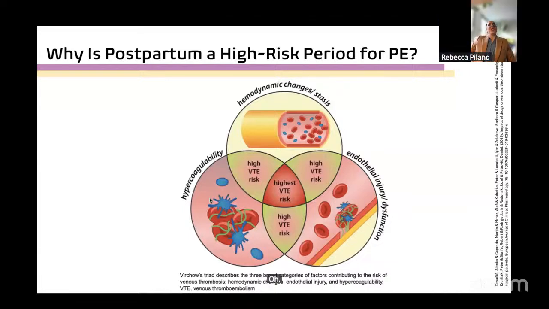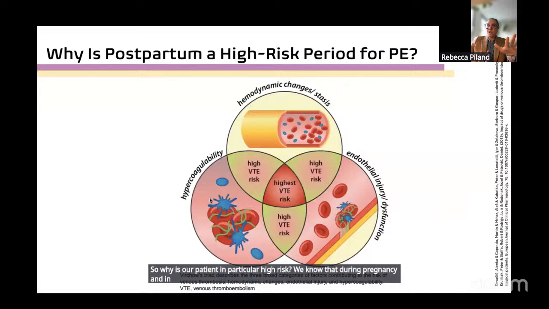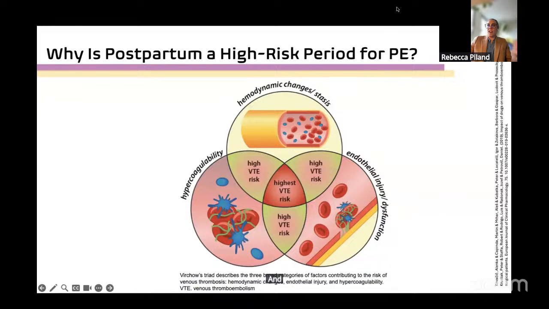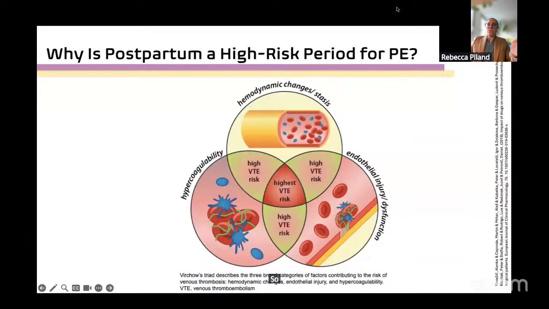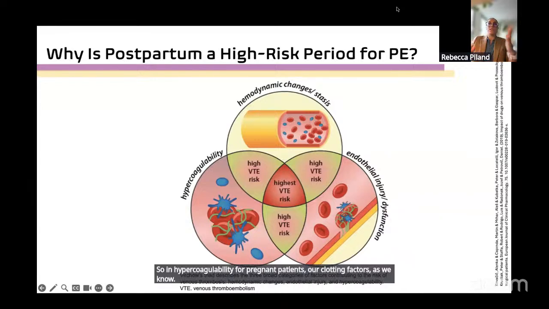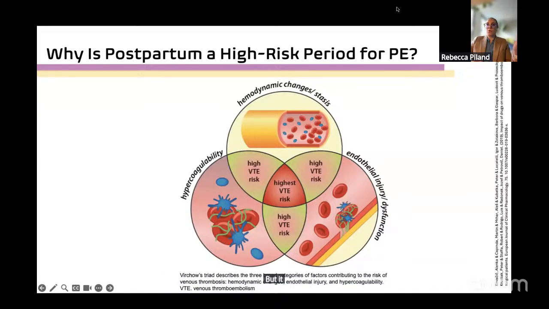Why is our patient in particular at high risk? We know that during pregnancy and in the postpartum period the risk for blood clots is significantly elevated. And this is due to Virchow's triad, which is the 3 factors that you see in this chart here, which show hypercoagulability, venous stasis, and then endothelial injury or dysfunction. So in hypercoagulability for pregnant patients, our clotting factors, as we know, are altered. Some are upregulated, some are downregulated, but it makes it so that we're more likely to form clots and less likely to break down clots.